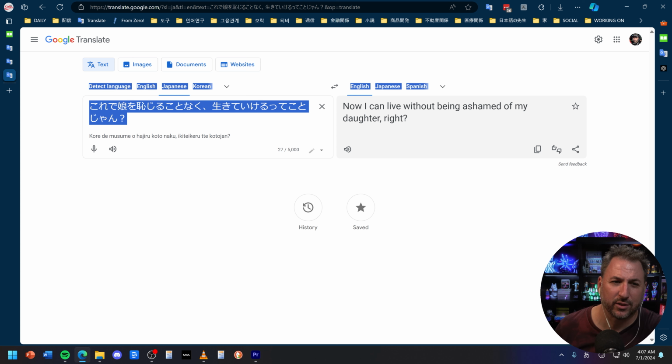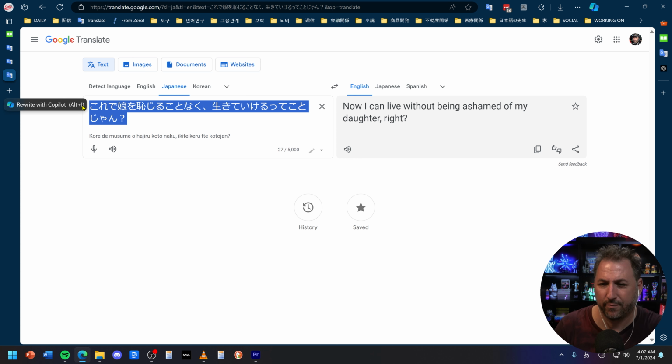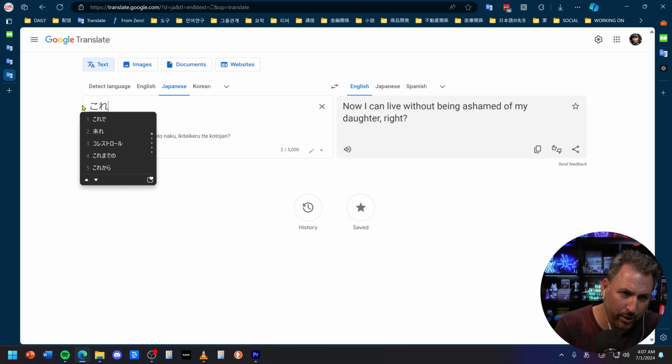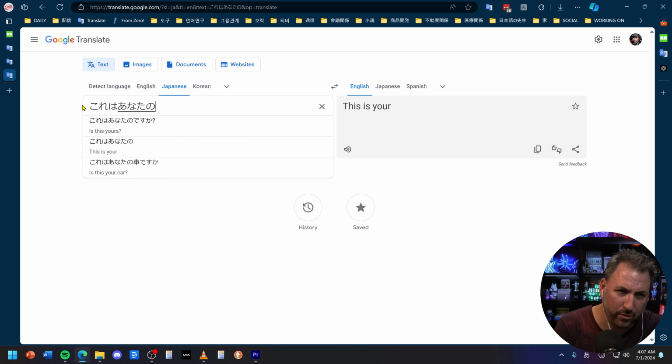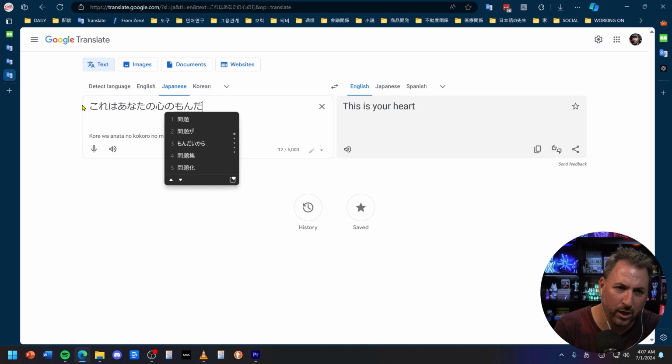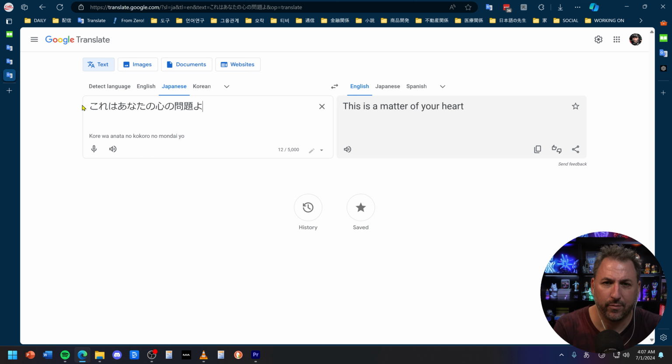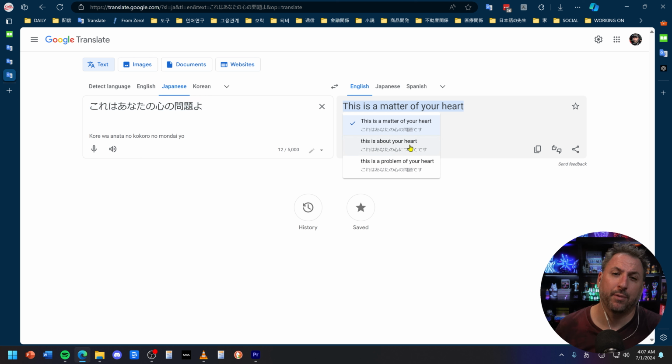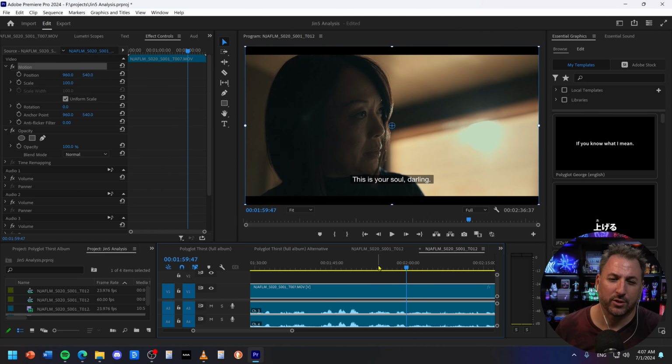I would say, really, I would translate that as heart. A problem of your heart. I keep switching into different languages. I need to be in Japanese, please. Okay. これはあなたの心の問題よ. A matter of your heart. I like matter, more than problem. I kind of like that. This is about your heart, a problem of your heart. See? That's what I'm saying. Google does the literal translations that I want to see when I'm studying a language.